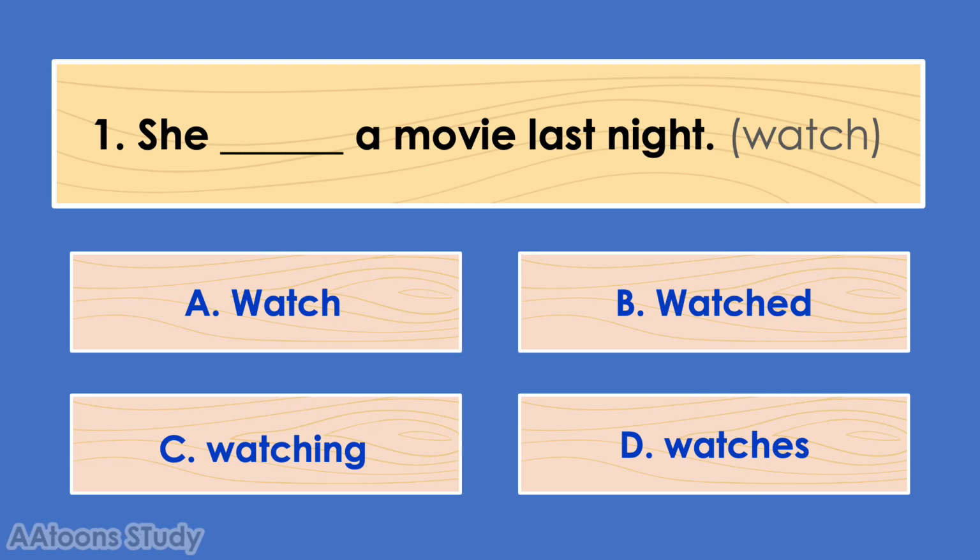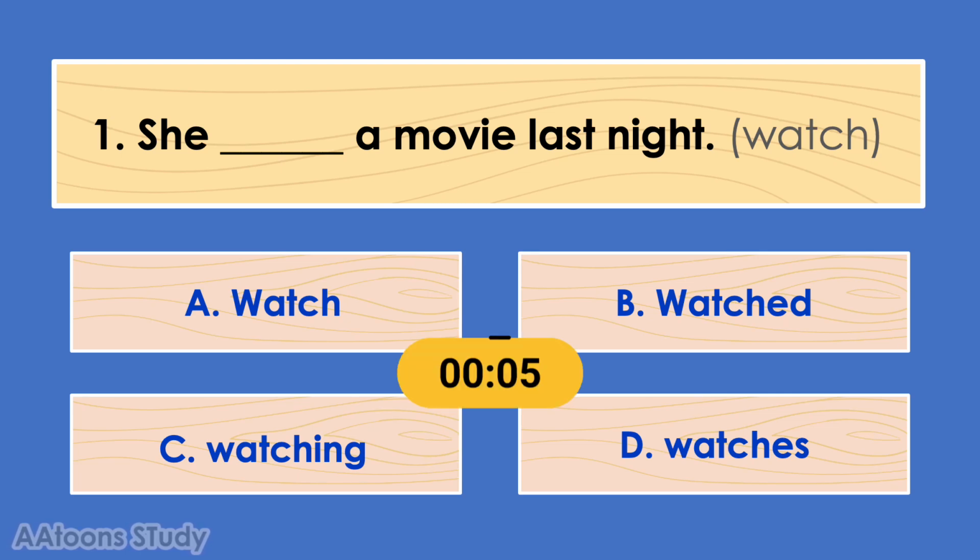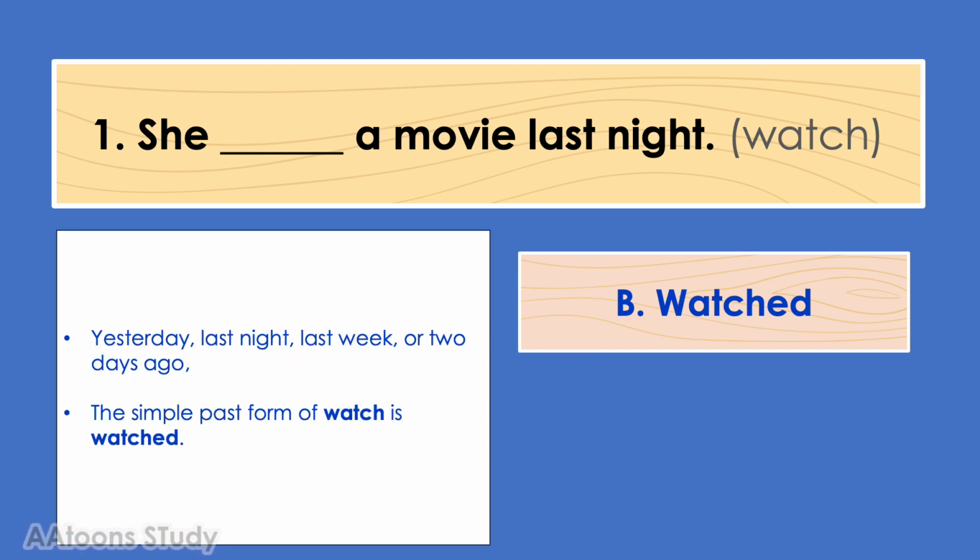She ___ a movie last night. Watched. When we see time expressions like yesterday, last night, last week, or 2 days ago, they show that the action happened in the past. To talk about a finished action in the past, we use the simple past tense. The simple past form of watch is watched. So, the correct sentence is she watched a movie last night.